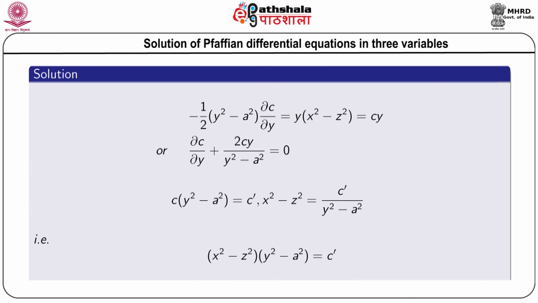So, if we substitute the value of c here, x square minus z square equals to c dashed by y square minus a square, or in other words the integral can be written in this form: x square minus z square into y square minus a square equals to c dashed. So, this is the required integral or solution of the given equation.